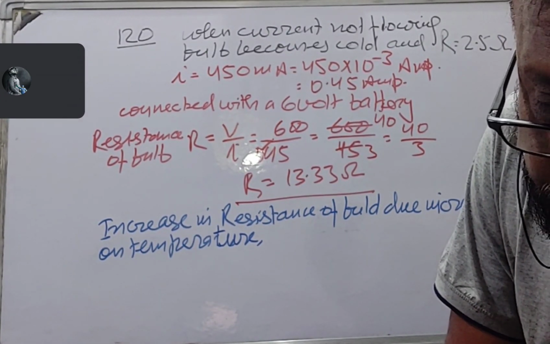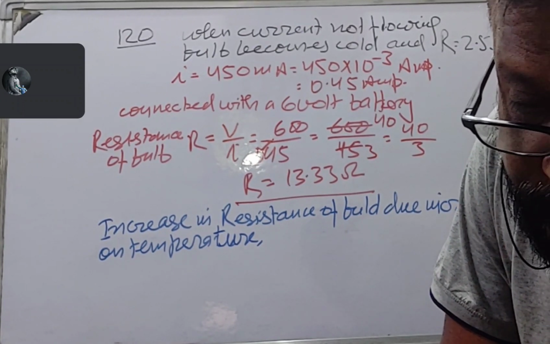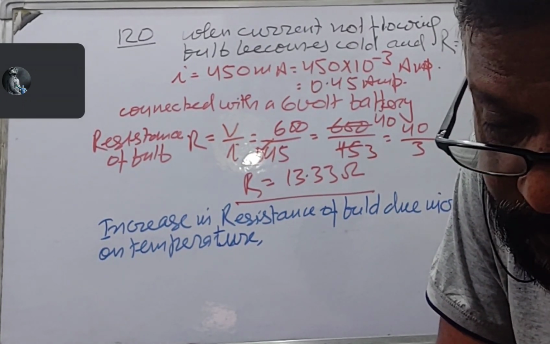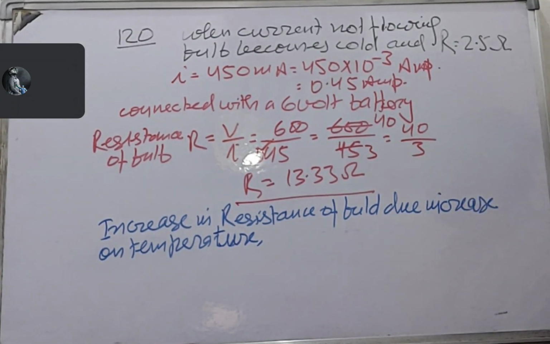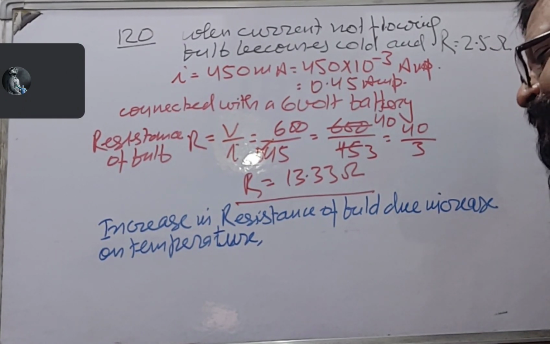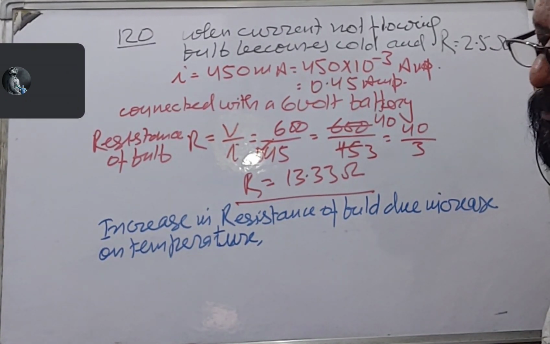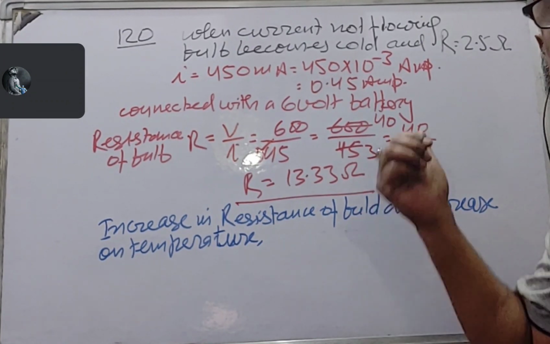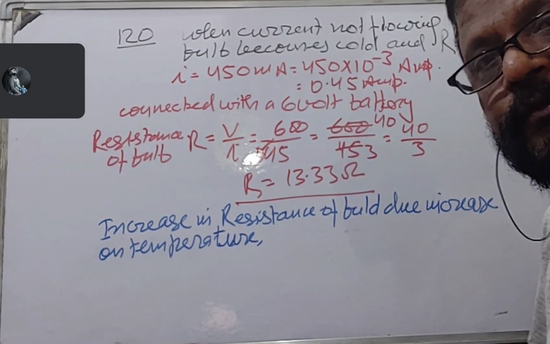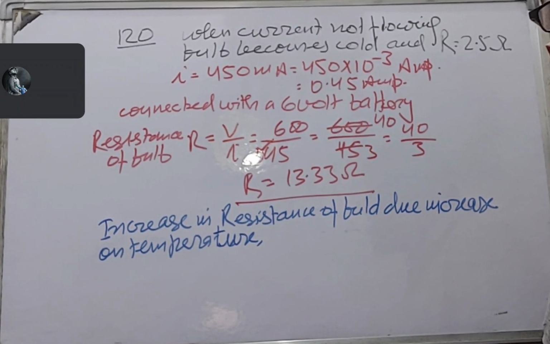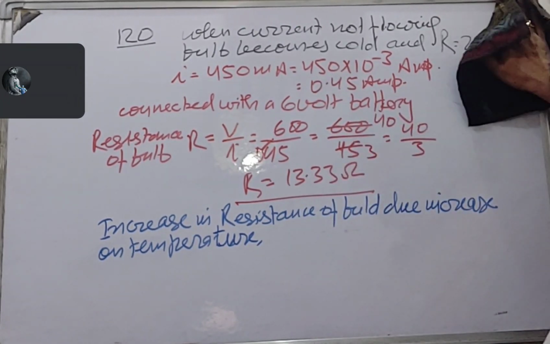Question number: a uniform wire with a resistance of 32 ohm is divided into 4 equal parts and they are joined in parallel. Okay. Should I rub this? Okay, anyway.